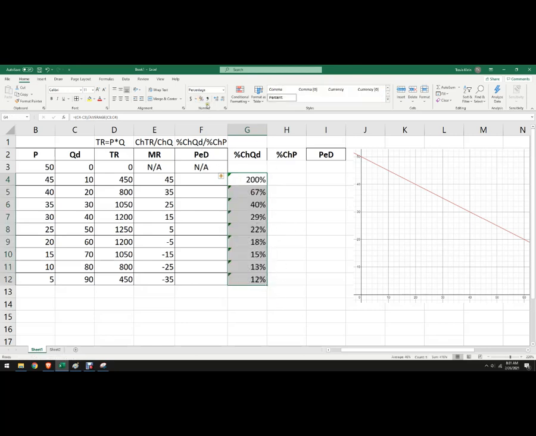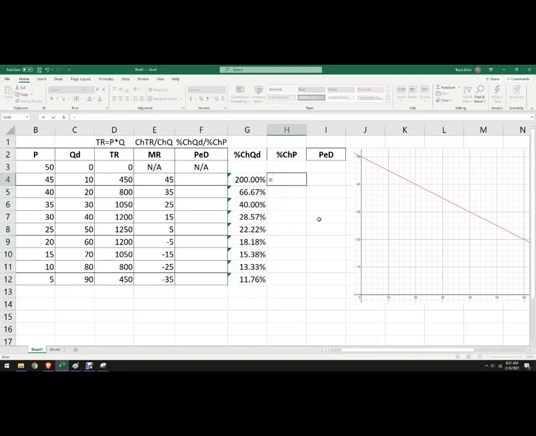Tell Excel this is a percent. Okay, then we're going to do the same thing but with price. So it's new minus old over the average.